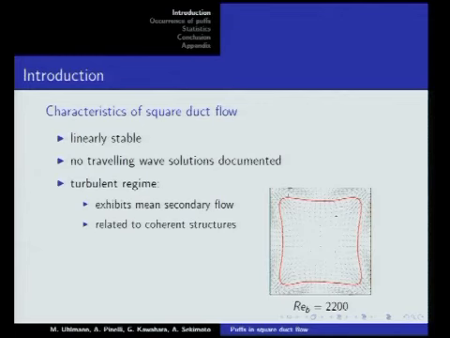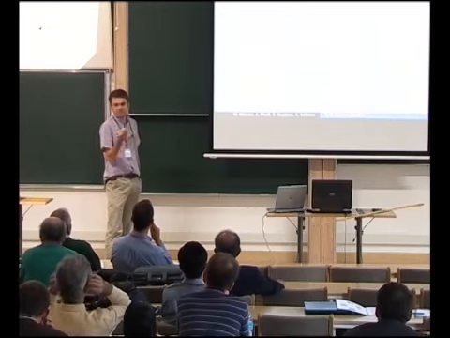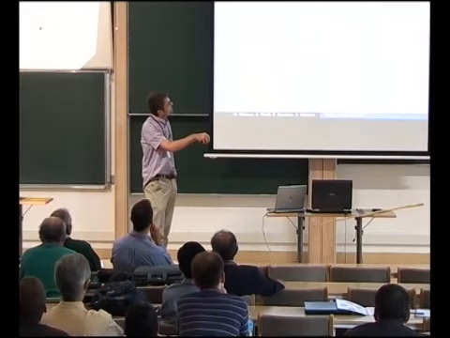Let me start off with a few basic facts on the duct, although many of these things have already been said by the previous speaker. The laminar flow in the square duct is linearly stable. In that respect, the flow is quite similar to pipe flow. However, at the moment, there are no traveling or nonlinear equilibrium solutions available from the literature. On the other hand, in the turbulent regime, a lot of studies have been carried out experimentally and also numerically.